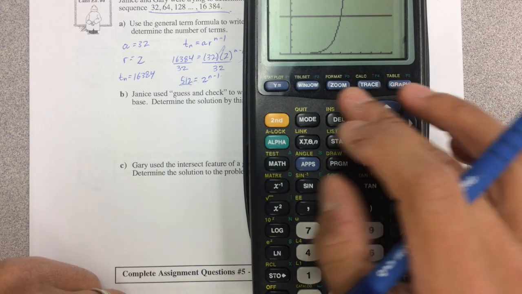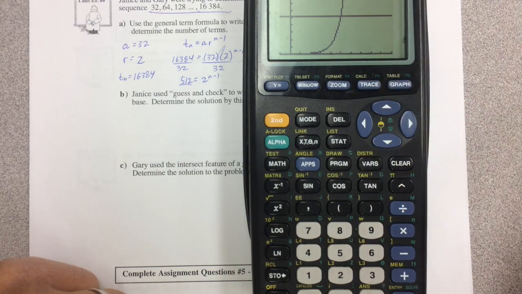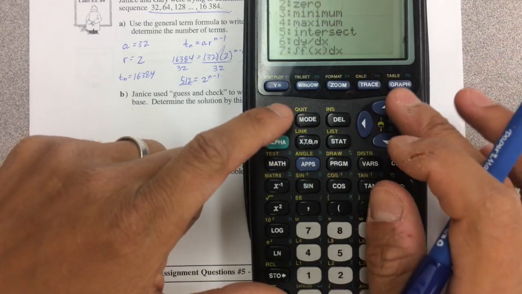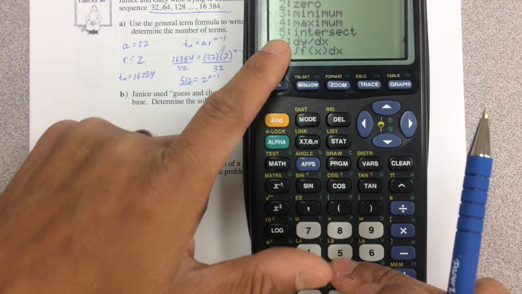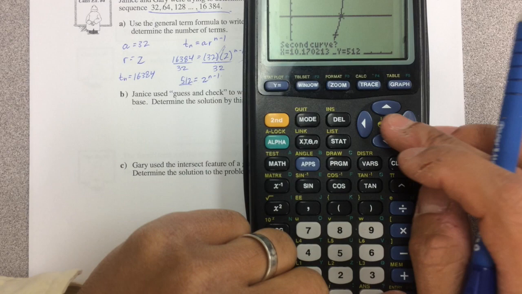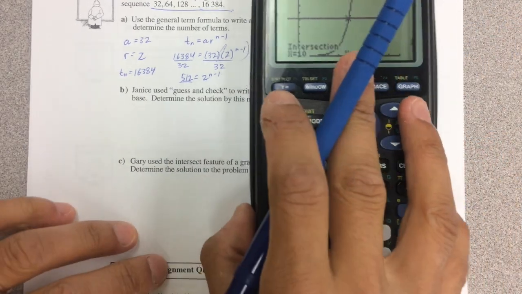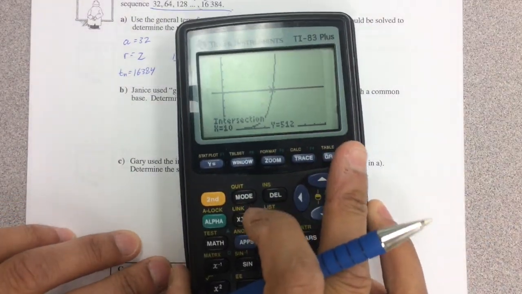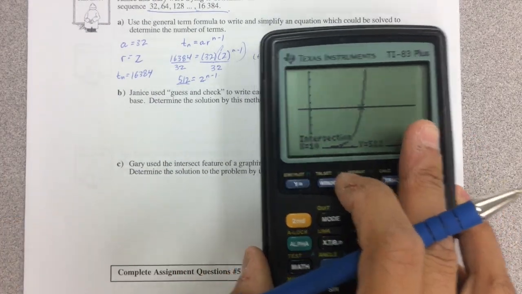Next thing I want to do is find out where this intersects. All I've got to do for that is use my intersect function, which is second function, trace, and then option 5. It wants us to guess where it's going to be, and then it'll spit out our answer, which is x equals 10. So that's how you would use the calculator. I will help you with this section in class if you're having difficulties with that.